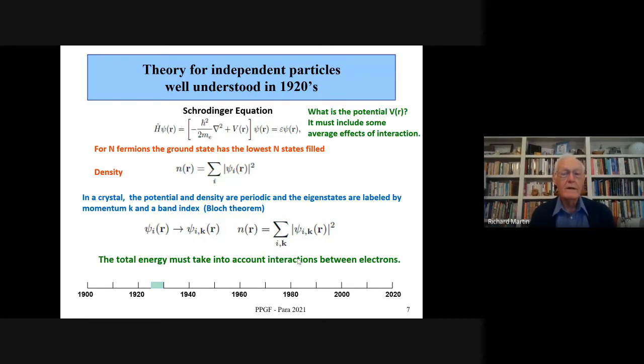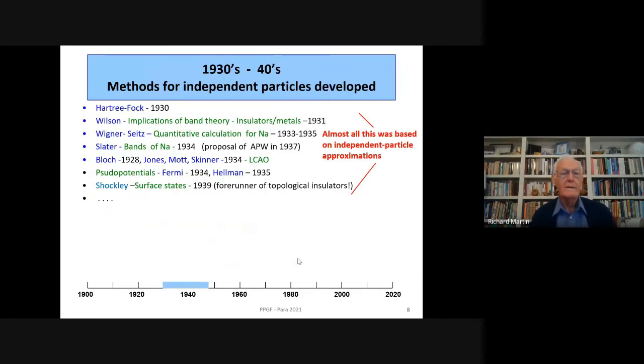However, the key problem is, what is the potential that goes in the equation? It has to contain some effects of electron-electron interactions, and the total energy has to take into account effects of the electron-electron interactions.